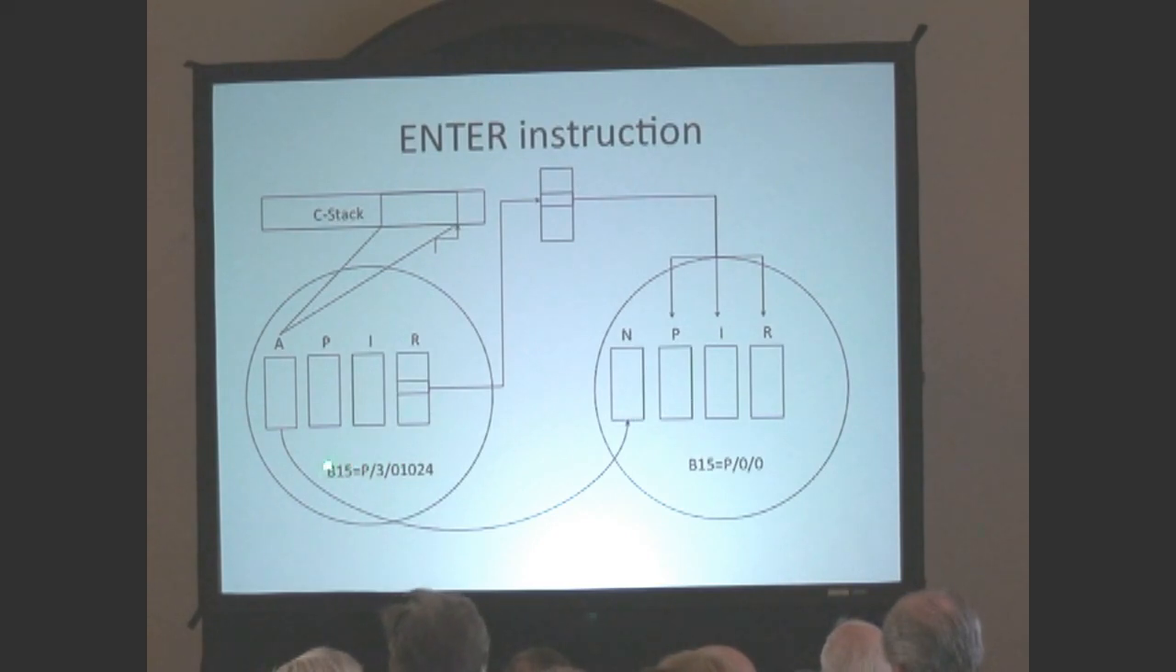Perhaps at the point I obeyed the enter instruction, I was at P3 1024. That gets remembered on the C stack. I start executing at P00 in the new protected procedure. It does its thing. It can only access its own resources and the things I've explicitly passed it. It has no access to any of my other resources, so we've got the protection that we wanted.